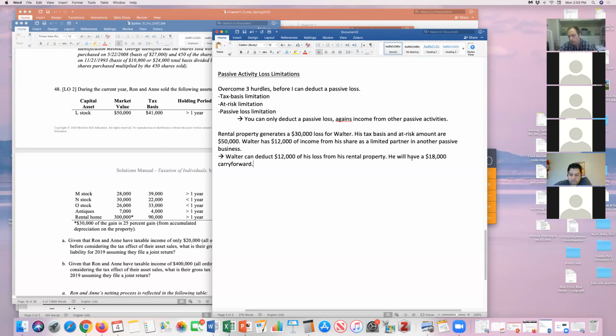If the income from the other property is a loss, then do we just add that to the rental property loss? Yep, that would just be more passive losses that you can't claim that year.